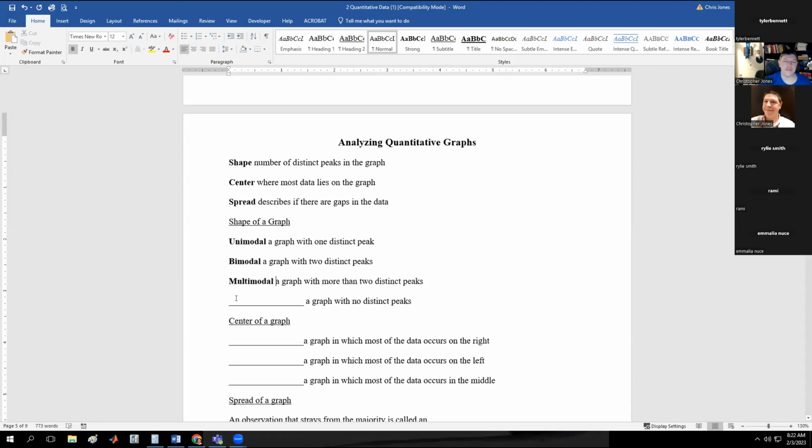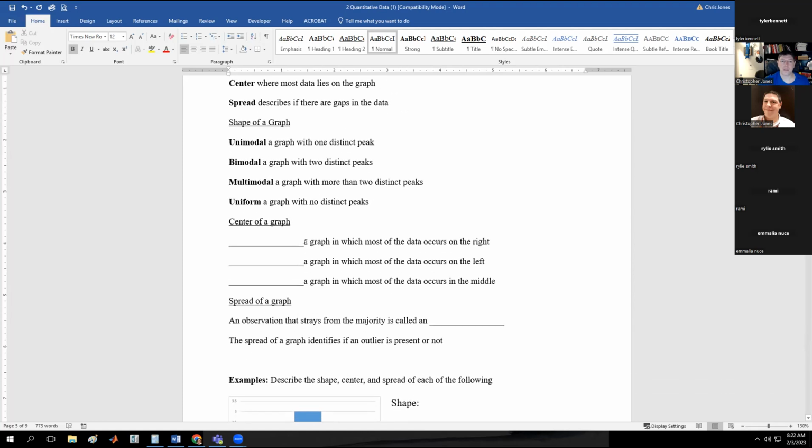And then finally, if it has no peaks, we call that uniform. In a few moments, I'm going to go through and ask you all to characterize some graphs by using these phrases. But for right now, we're just giving out the definitions for these. So folks, any questions I could answer so far about shape, center, and spread, and the definitions of shape? Everybody good thus far? Or good enough?